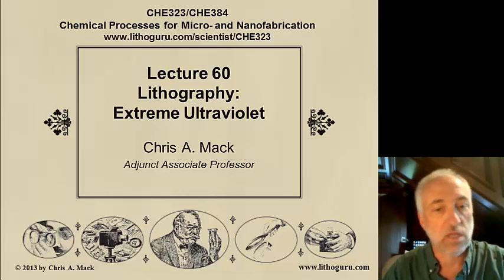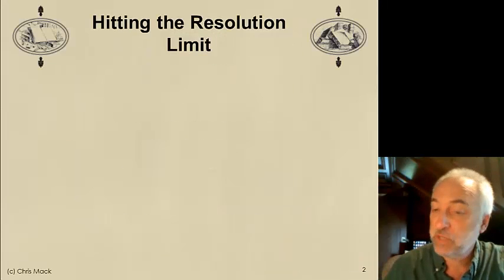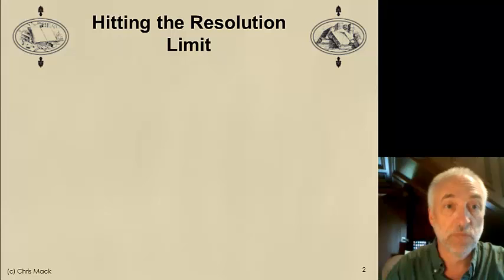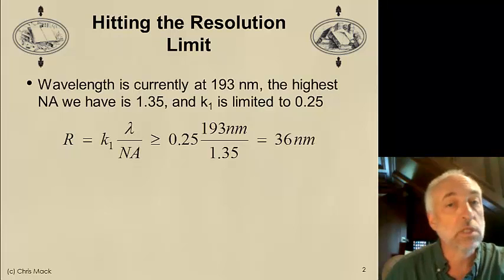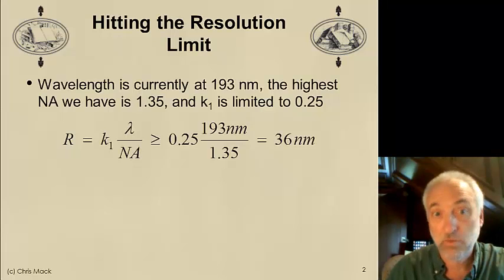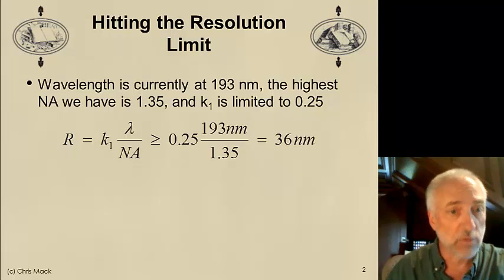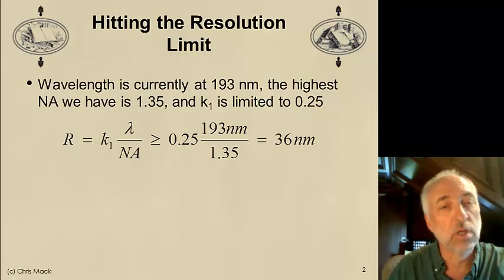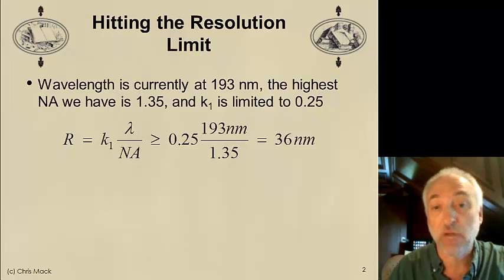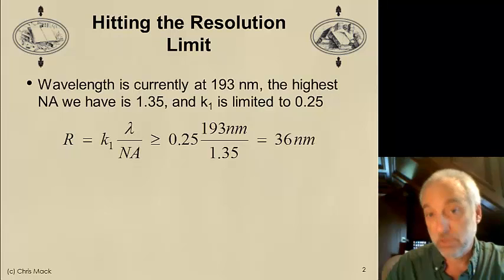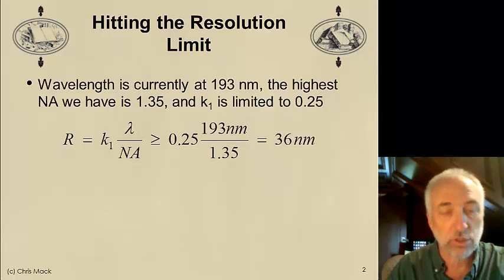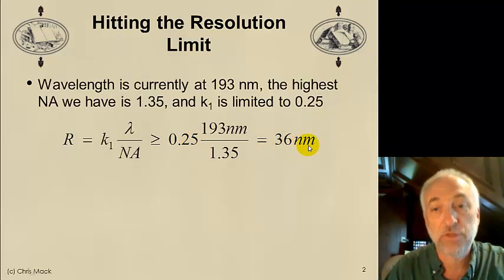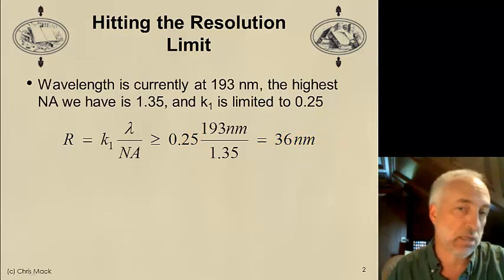As we've seen in the last couple of lectures, we are hitting a resolution limit with our current technologies. We currently use a wavelength of 193 nanometers from an argon fluoride laser, and we've been able to raise the numerical aperture using immersion lithography up to 1.35. As we also know, K1 for the half pitch is limited to 0.25, which means the resolution using the Rayleigh equation is something on the order of 36 nanometers, a little bit bigger than that.